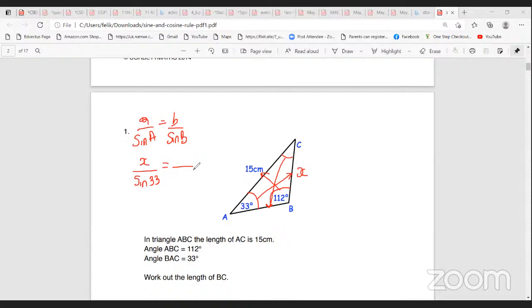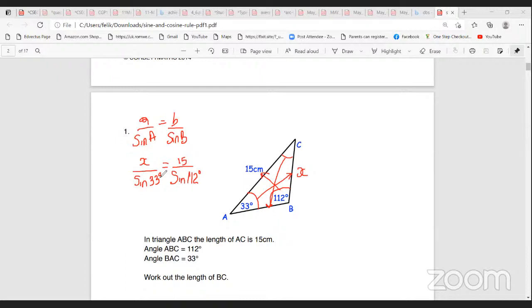15 centimeters. And sine what? 112 degrees. As long as you have this, most of the work is finished. All you have to do is make sure your calculation from here is correct. So I have to put it in a calculator, yes?